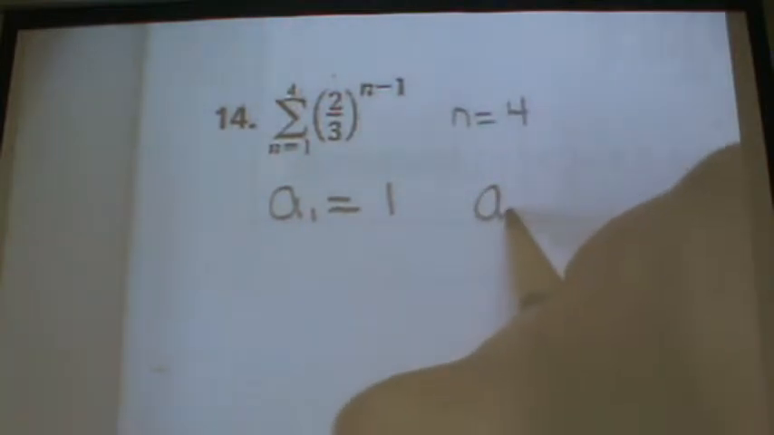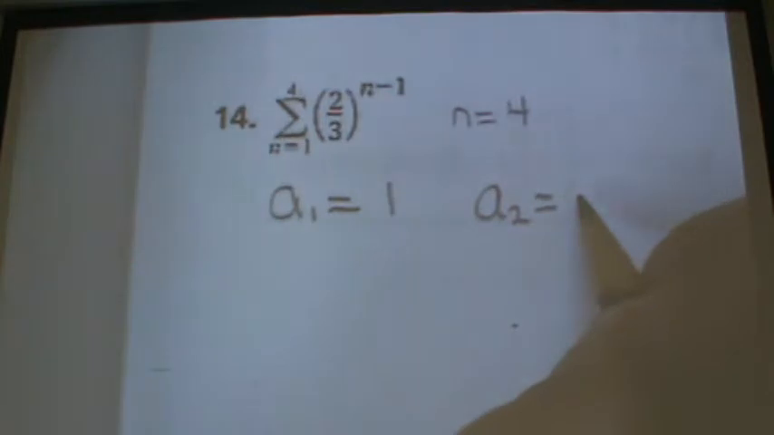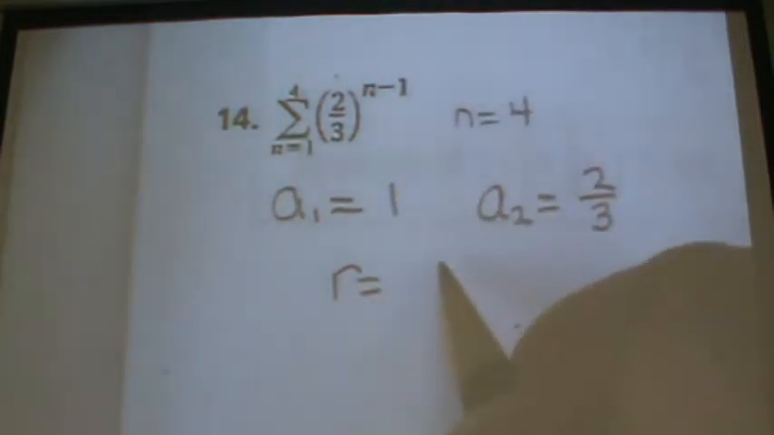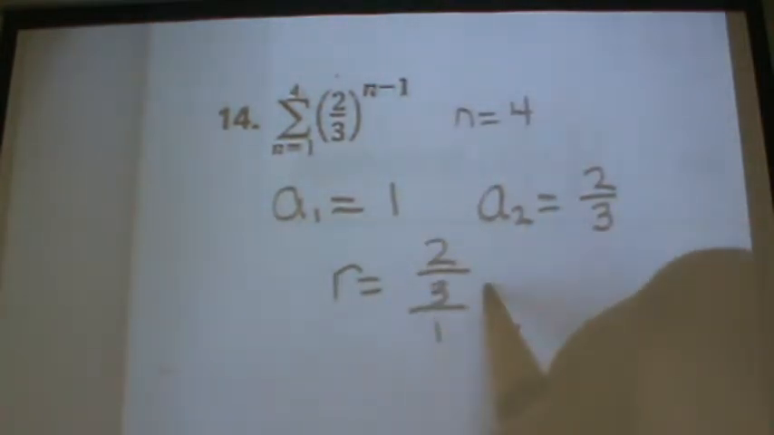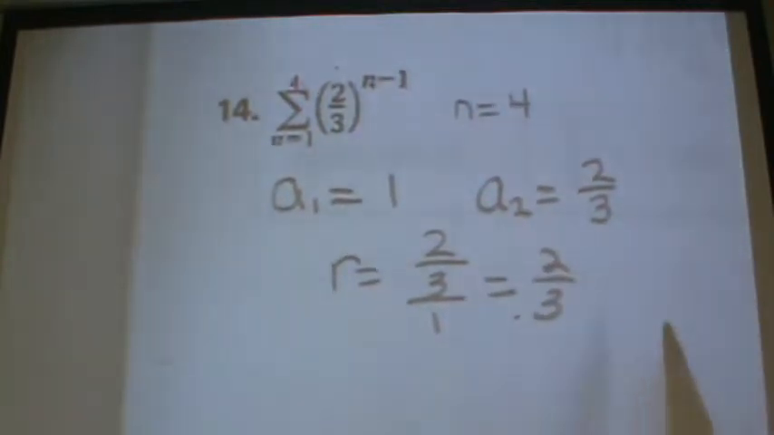Now, how do you get the first term in the sequence? You're going to plug this bottom number right here. What is 1 minus 1? What's 1 minus 1, everyone? 0. What's any number to the 0 power? 1. Then how do you get a sub 2? You're going to put a 2 here. What's 2 minus 1? 1. What's 2/3 to the first power? 2/3. How do you find the r value? You take the second term and divide it by the first term. What's 2/3 divided by 1? It's 2/3, so that's r.